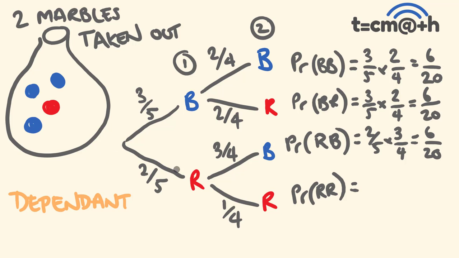To get 2 reds, there's a 2 in 5 chance at the start of getting the first red, and then there's a 1 in 4 chance of getting a second red. So 2 times 1 is 2, over 20. You're going to notice that 2 plus 6 plus 6 plus 6 adds up to 20. So all our probabilities are there, and that's the product rule in action.